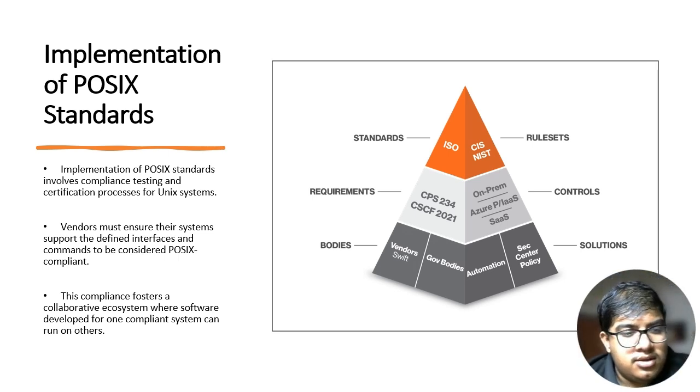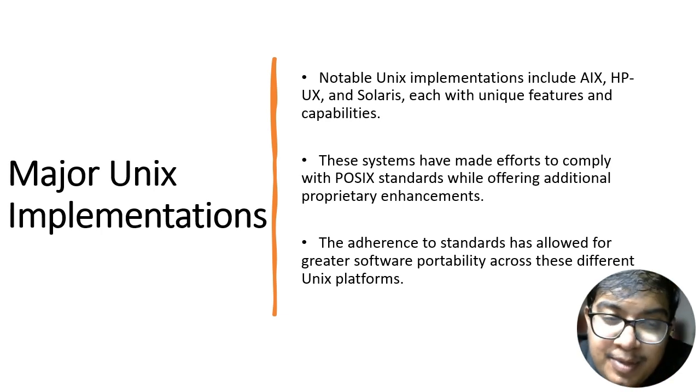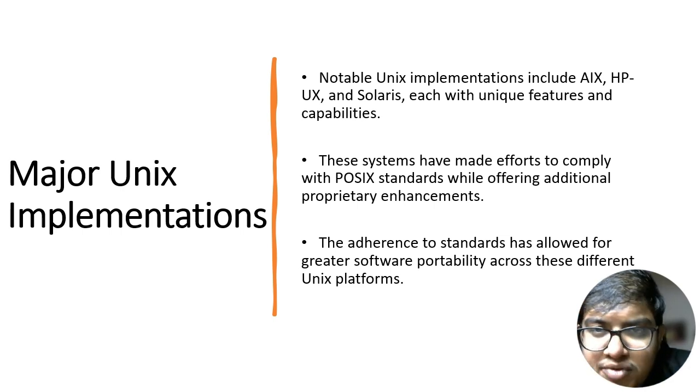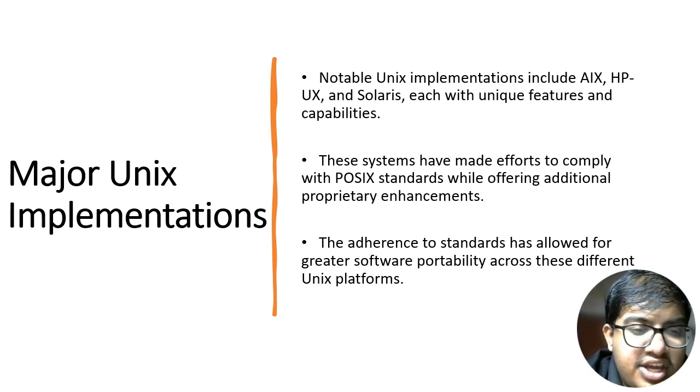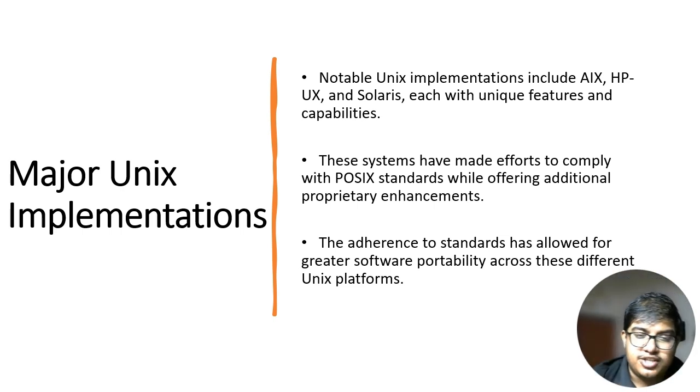Now seeing the major Unix implementations. The notable Unix implementations you see are AIX, HPUX, Solaris. These implementations had their own unique features which expanded their capabilities vastly. The systems have made efforts to comply with the POSIX standards while offering proprietary enhancements which led to a lot of improvement in Unix systems. The adherence to standards has allowed greater software portability and the capability of being used on different Unix platforms.